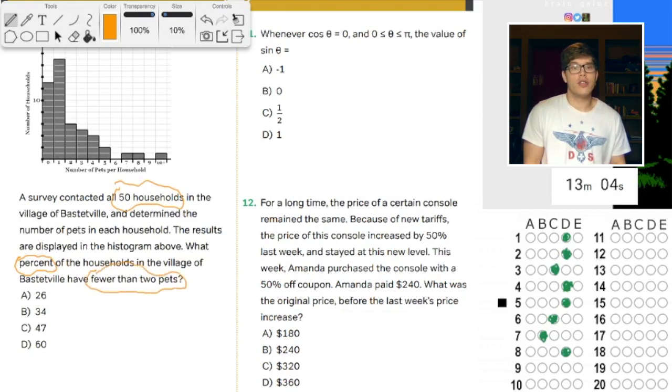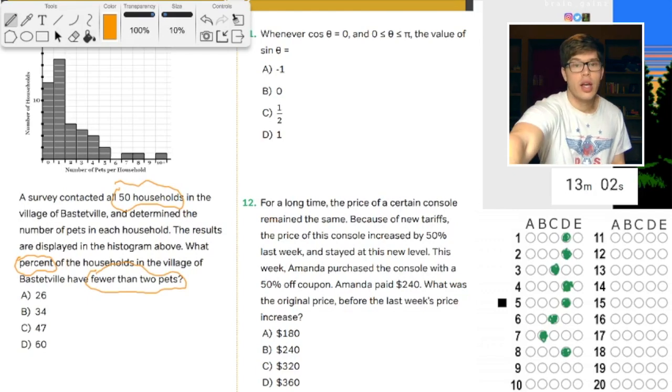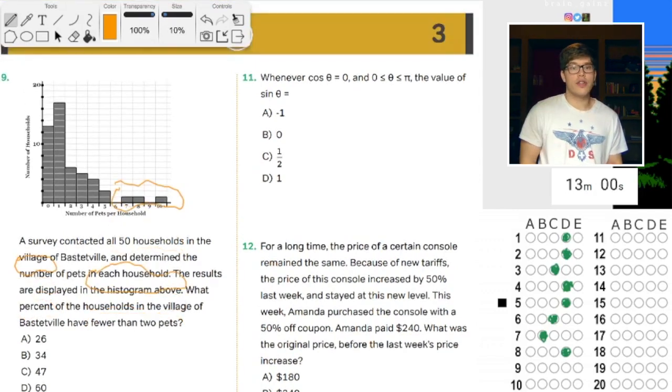So we're looking at our histogram. We're just looking at these first 2 columns. What are these values? Okay, well, 0 pets is at 13. 1 pet is at 17. Be careful about reading your graphs. Don't make silly, careless mistakes on that. Really see the tick marks, see if it's between the tick marks. Make sure. But this is definitely 13 and 17, totaling 30.